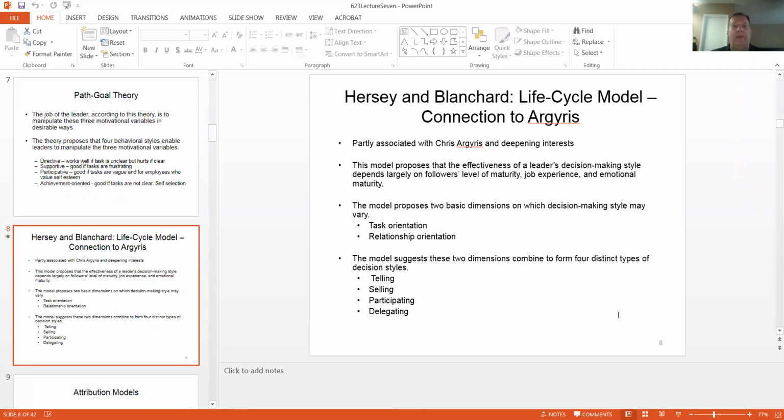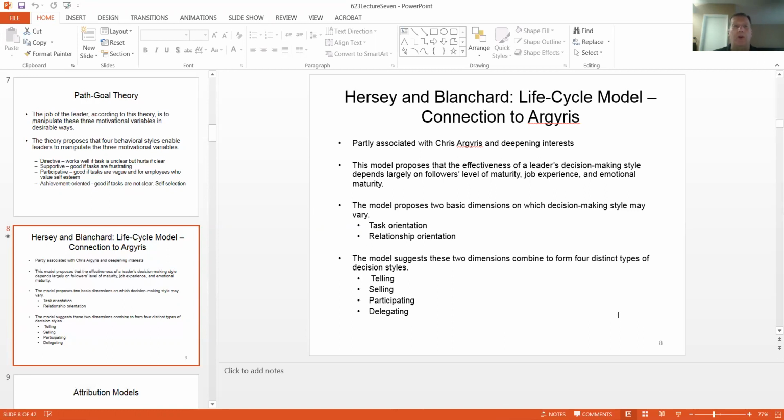Then you have what's called the life cycle model approach. And the life cycle model approach is clearly connected to Chris Argyris and his theories on personal growth for employees. Essentially what you have with the life cycle model is the realization that employees mature differently and go through different maturation processes. So the effectiveness of a leader is going to depend greatly on the follower's level of maturity, emotional intelligence, job experience, and so you base your leadership upon the employee you are leading.